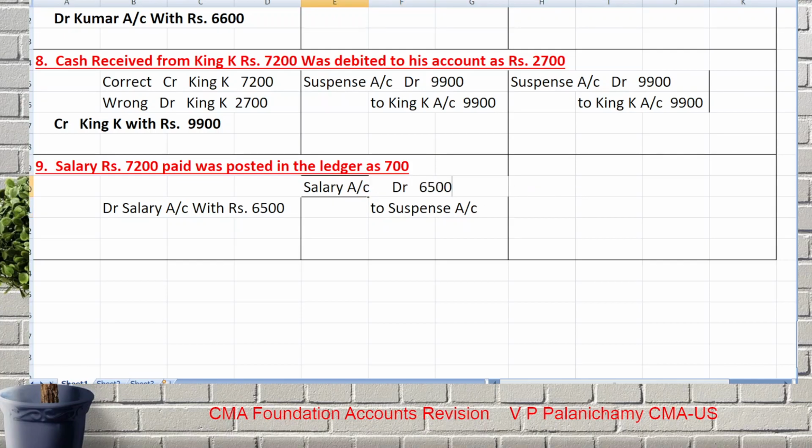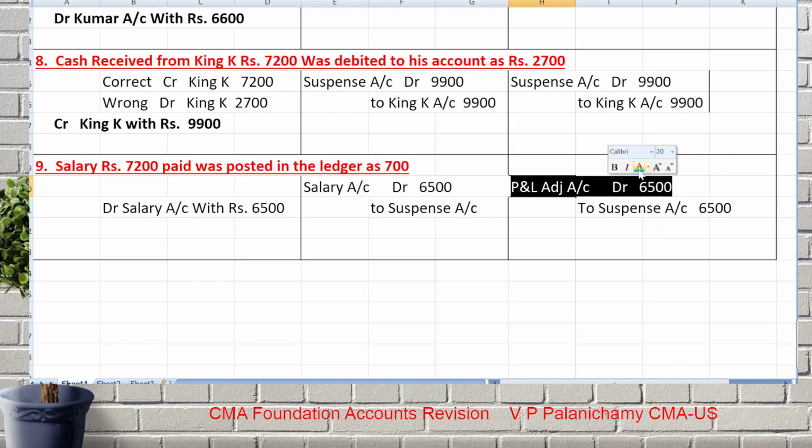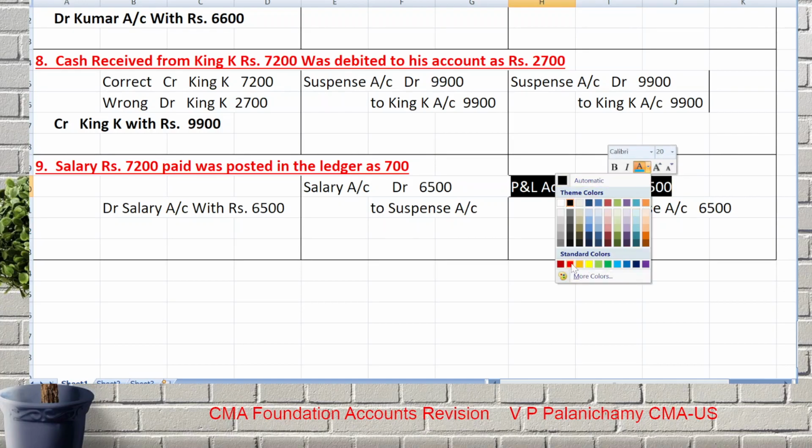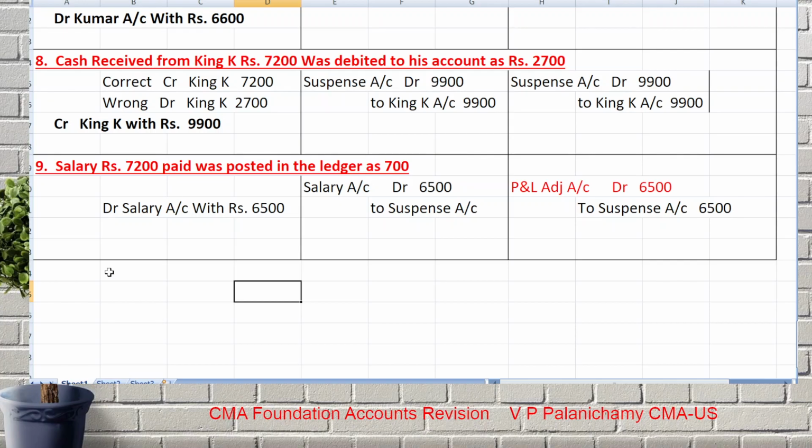If it is after final accounts, what will we do? Salary account debtor, okay. Above the salary account, what will we do? P&L adjustment account debtor to which account? To suspense account. Clear? So in the place of nominal account only, we have to use which account? P&L adjustment account. Understood?